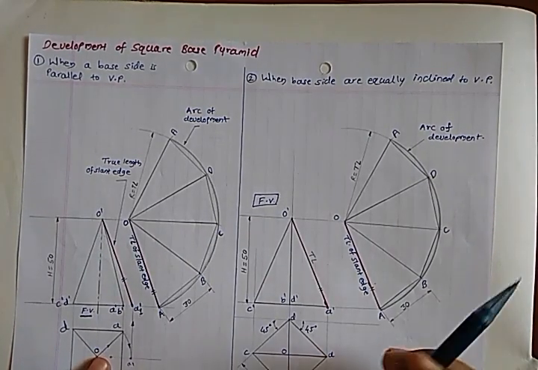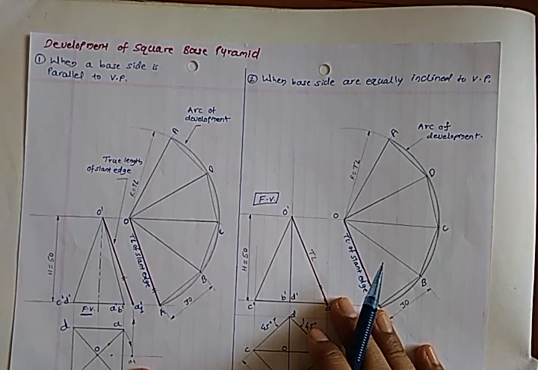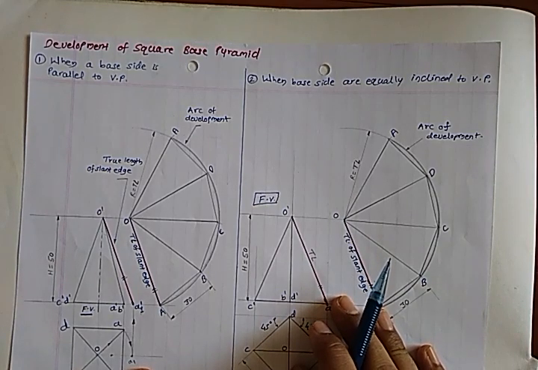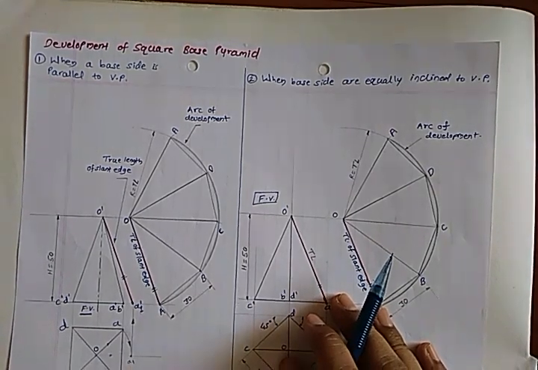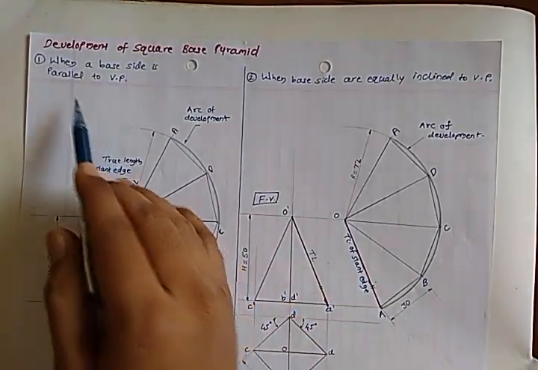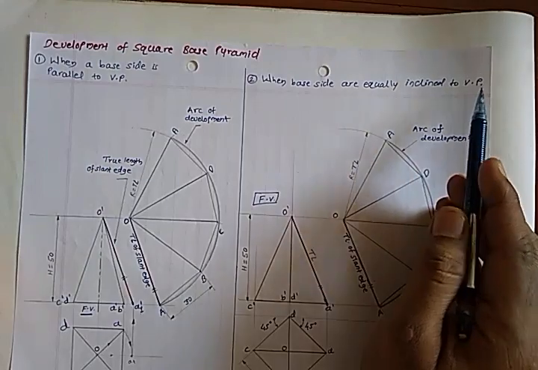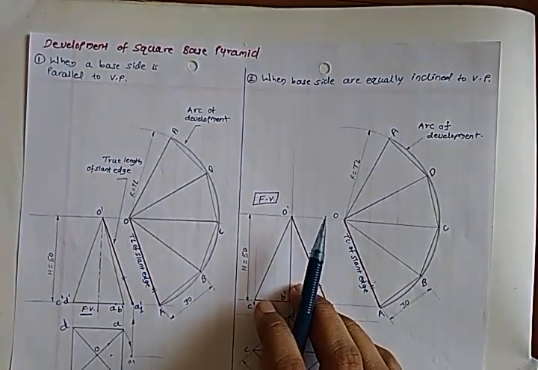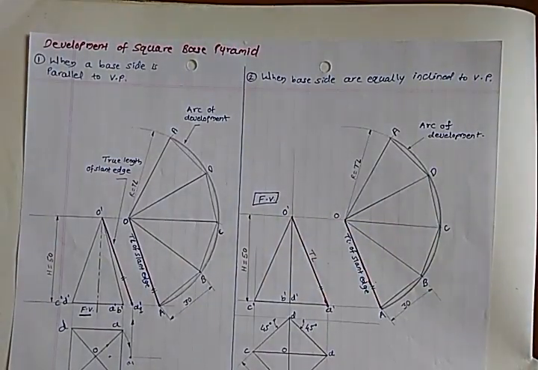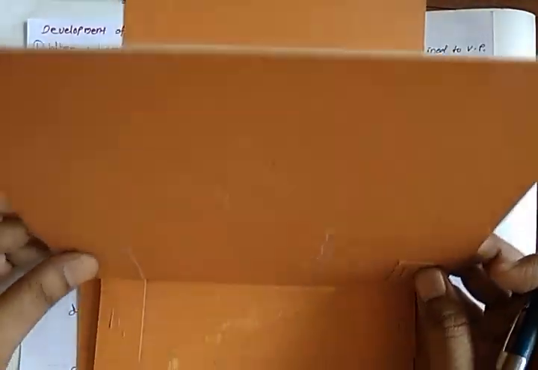Hello students, today we are going to see the development of a square pyramid. There are two cases: when the base side is parallel to VP, and when the base side is equally inclined to VP. Now we can see the exact square pyramid.